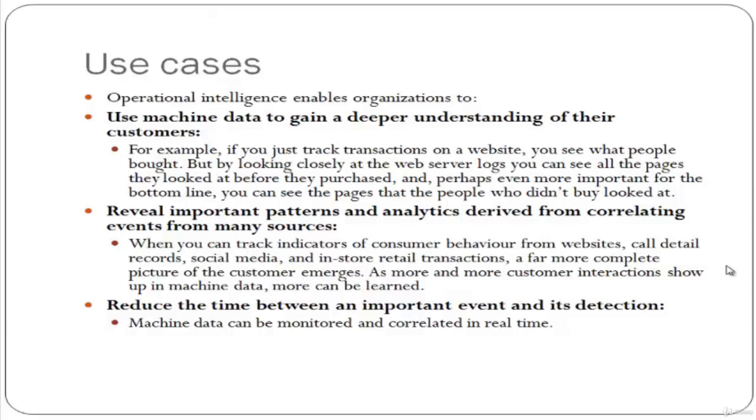The second use case is to reveal important patterns and analytics derived from correlating events from many sources. When we track indicators of customer behavior from different websites, call detail records, social media, and retail transactions, a far more complete picture of the customer emerges. As more and more customer interactions show up in machine data, more can be learned.